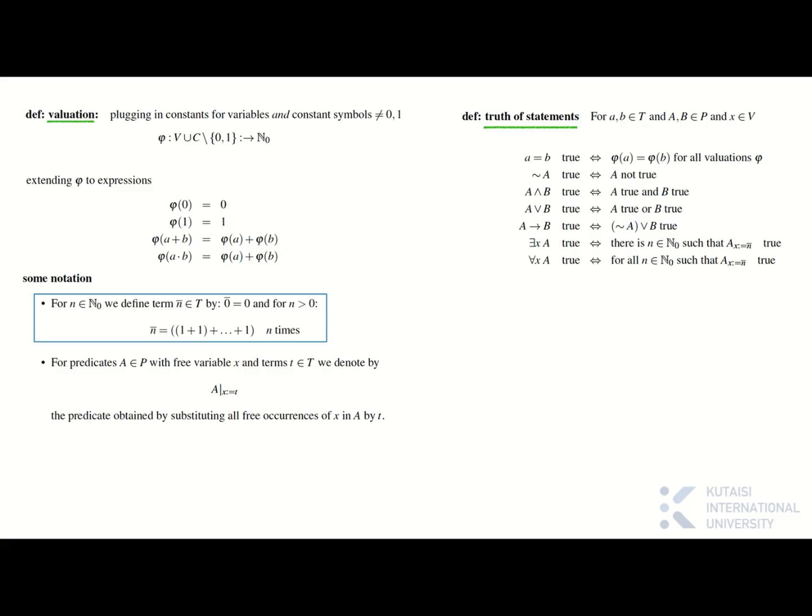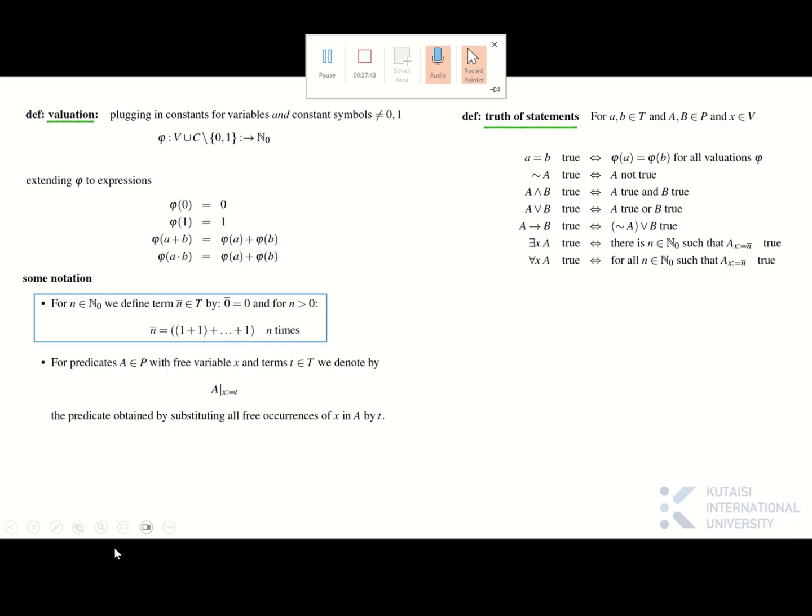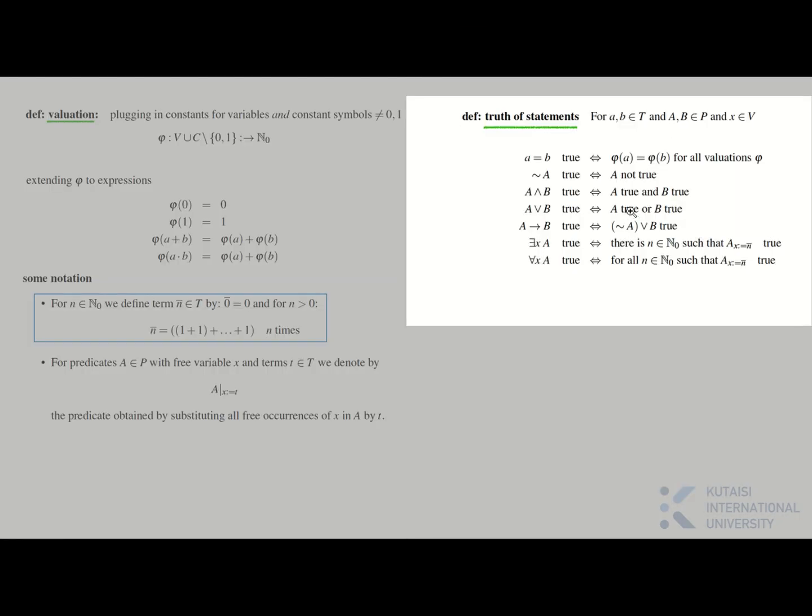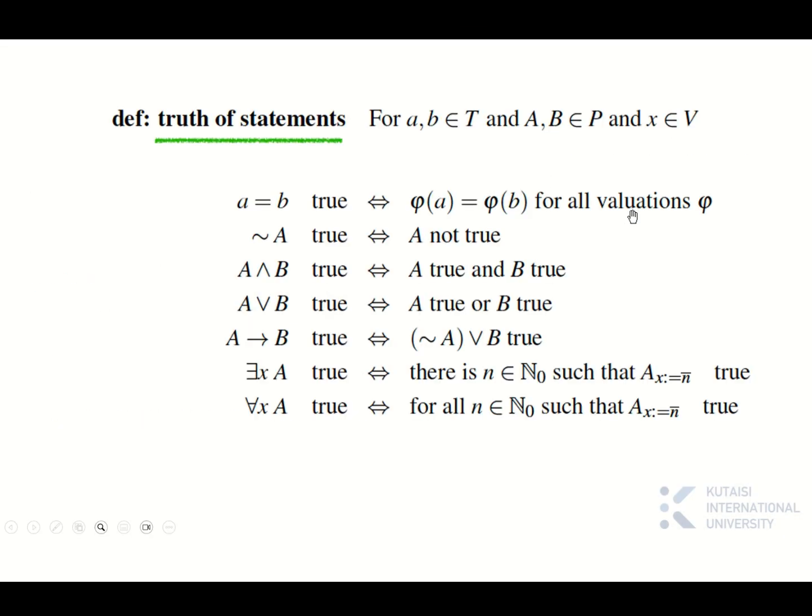So now I will define what it means for a string or a statement to be true. The statement is just a string which obeys some rules, which I've told you to think of as having a truth value. A string A equals B is true if and only if for all valuations phi, phi A equals phi B. Meaning, I have a statement A equals B. So what does it mean that the string is true?